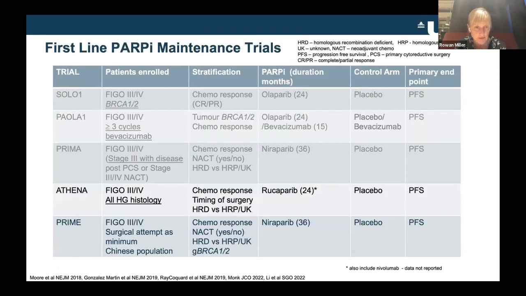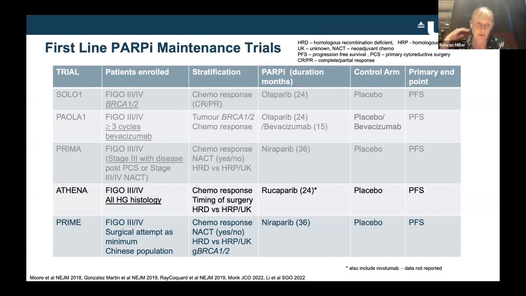Just for your awareness, the ATHENA trial looked at treating patients with the PARP inhibitor rucaparib, and there was also an arm with and without the immune checkpoint inhibitor nivolumab. The initial data from the rucaparib versus placebo was positive, very much like that seen in PRIMA. So benefit seen across all subgroups with incremental reduction as you go from BRCA to HRD to HR proficient.